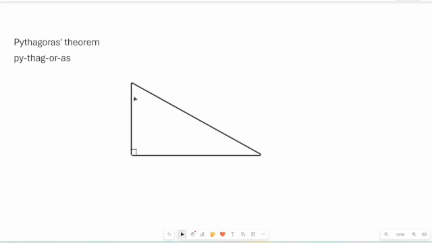The other two angles, this one up here and this one up here, are not 90 degrees. They have to be less than 90 degrees. That is the kind of triangle to which it applies. Now, the side opposite the right angle, which is this side pointed out here, is the longest side of the triangle, and this will always be the case.